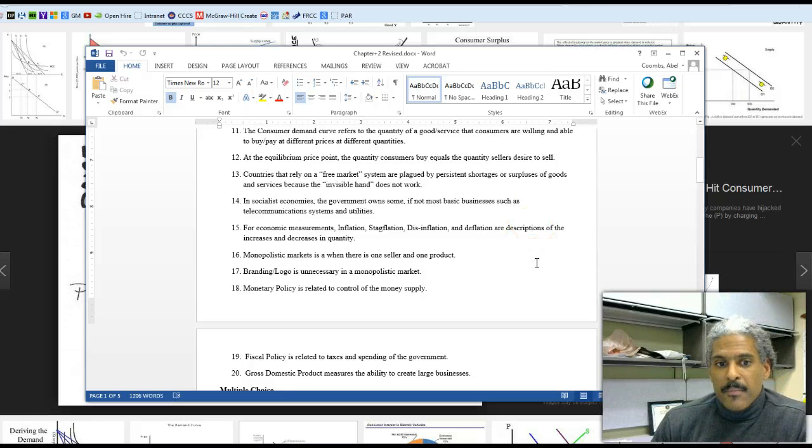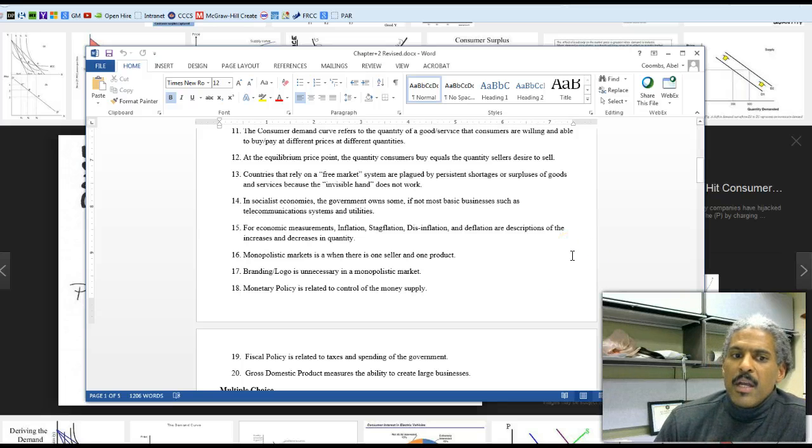Let us continue on. 14. In socialist economies, the government owns some, if not most, basic businesses such as telecommunication systems and utilities. This is true. That's the socialist system. The government owns businesses, unlike capitalism, where the government does not technically own businesses.